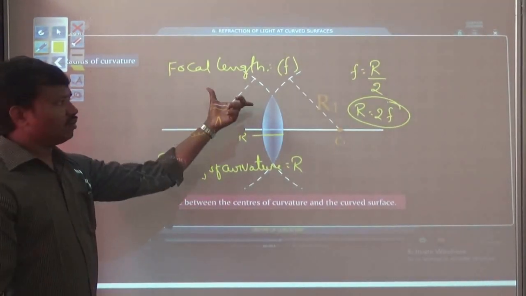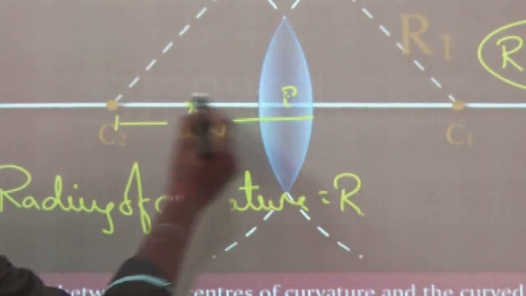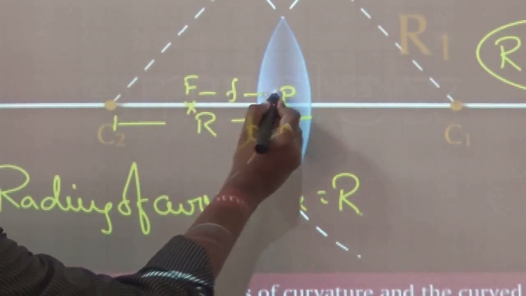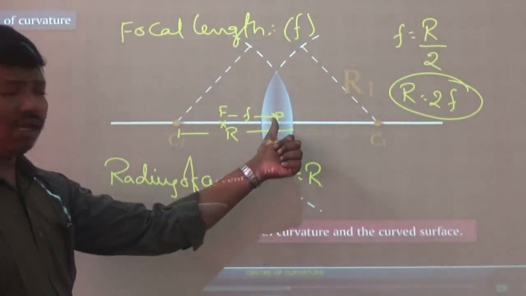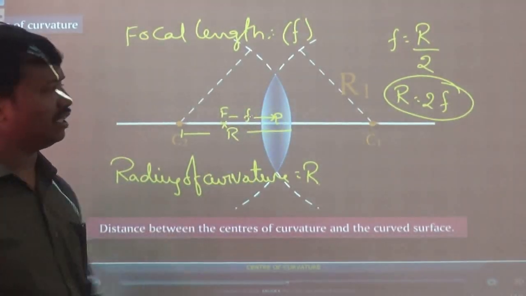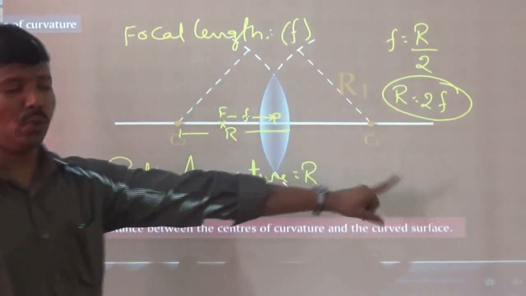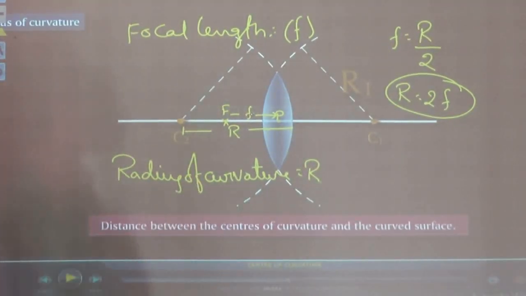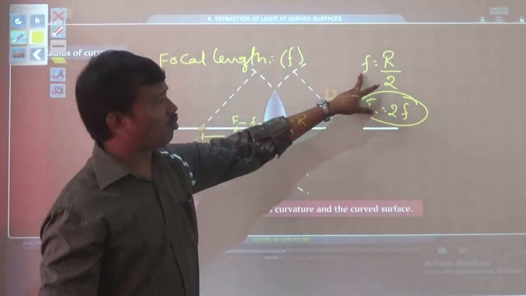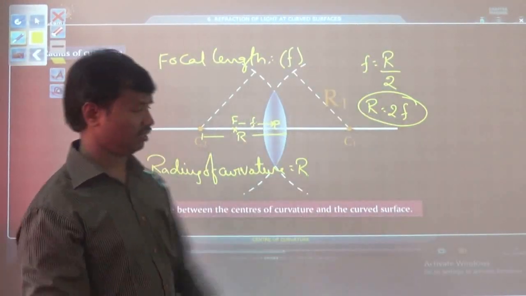Now, focal length f is the distance between the pole P and the focus. All distances are measured from the pole to the focus, and that is said to be the focal length. So half of the radius is the focal length and R is equal to 2f. In a 1 mark or half mark question, what is the relation between focal length and radius of curvature? f is equal to R by 2, half of the radius is the focal length.